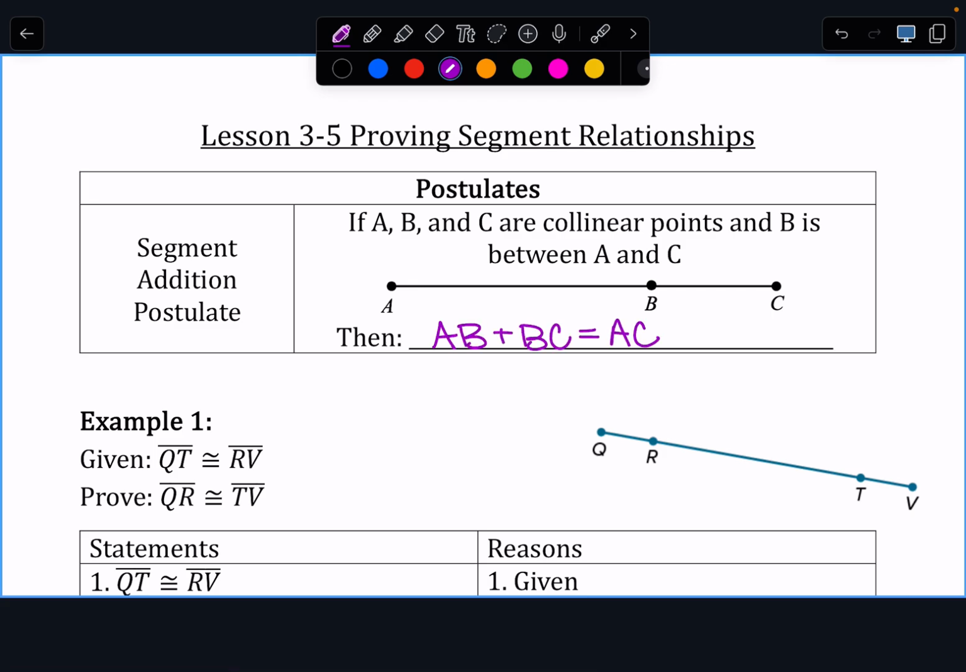How do you feel about what Charles just rattled off there? If you have a point in between two others, then we can create two segments added together to equal the whole big one, right? Little piece plus little piece equals the whole segment. Okay, so now we are going to have some proofs that involve segments where we may need to use the segment addition postulate.